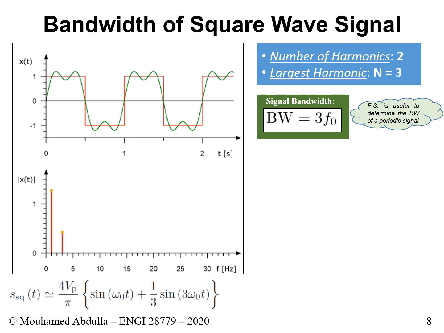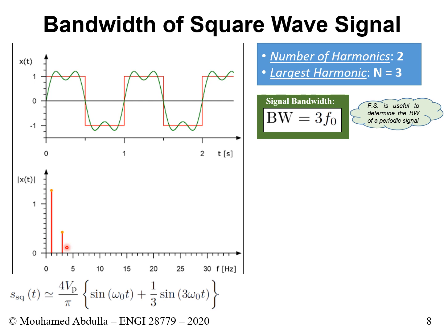Let's now consider not just one harmonic, but two harmonics. If you look here, you see two spikes because we're considering two harmonics. This is the first harmonic, related to the fundamental frequency, so this is F naught, and this is the third harmonic. In terms of size, this is a third of the first one. The amplitude of the first is V peak over pi, and the amplitude of the third is V peak over 3 pi.